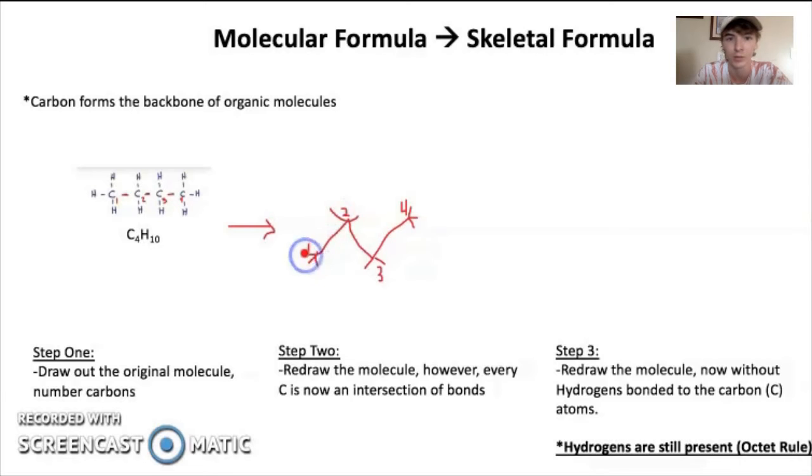Now, off of each carbon, I'm drawing the hydrogens as they appear on the original molecule. So as you can see, there's 3 hydrogens on carbon 1, so I add 3. There's 2 hydrogens on carbon 2, so I add 2, and so on.